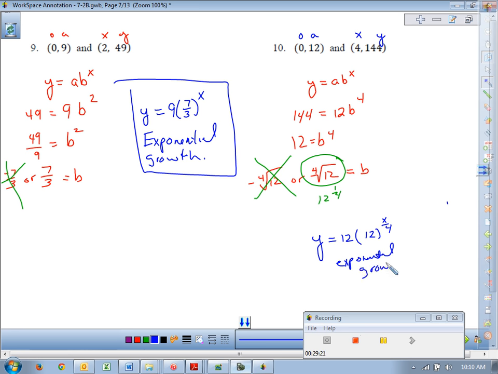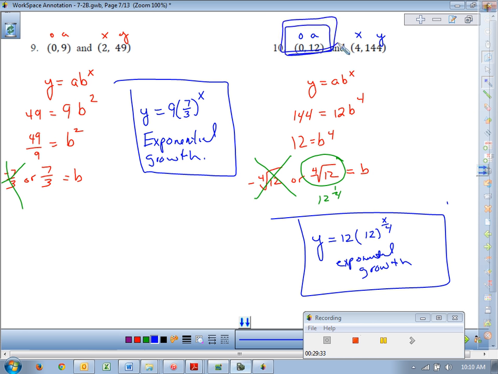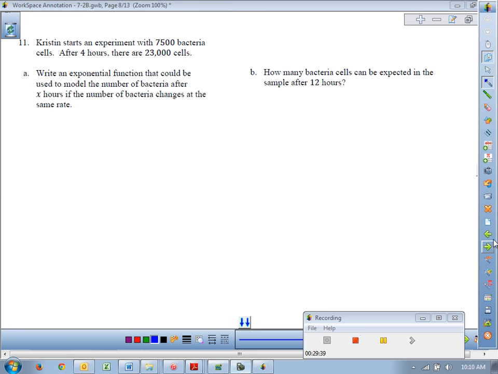No, they won't always be growth. Cool. There are some exponential decays on your homework. They're not all going to be exponential growths. Okay? This is the initial value, because what is the x value right here? 0. That's how much you started with.